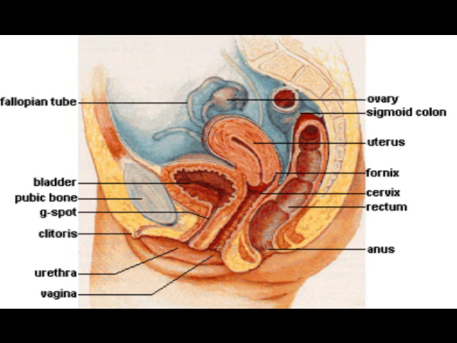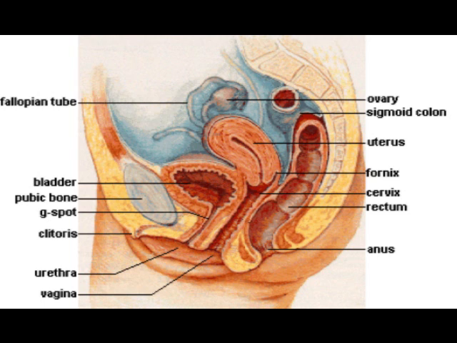Now we're talking about the female anatomy and the nerves. Okay, these are some basic organs and parts of the female anatomy.